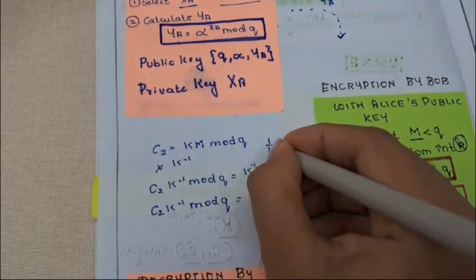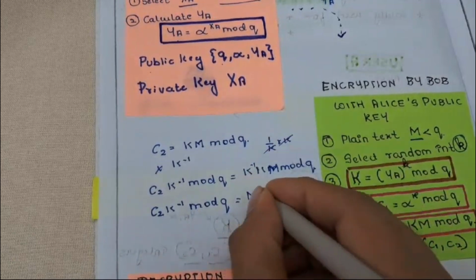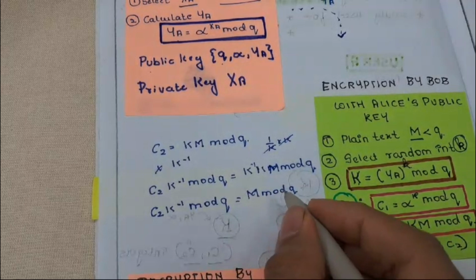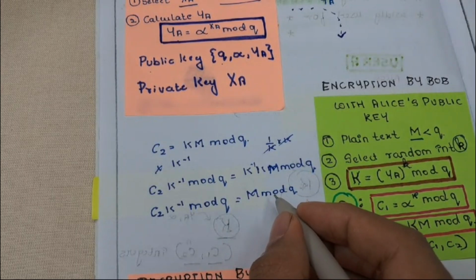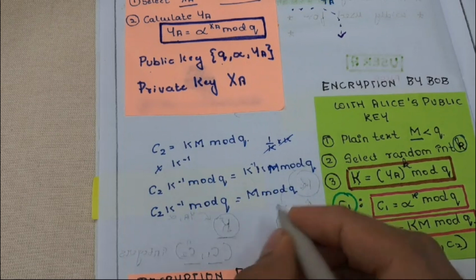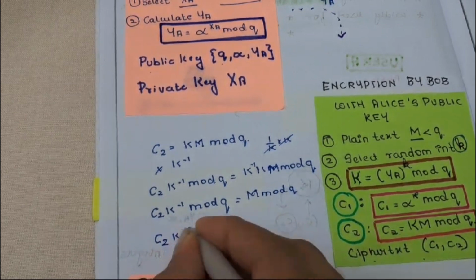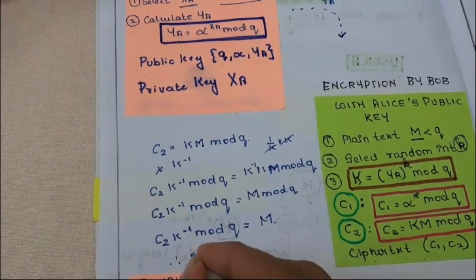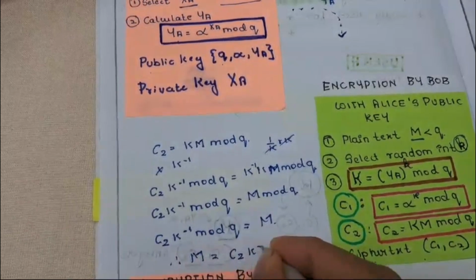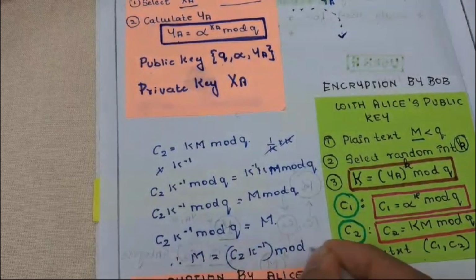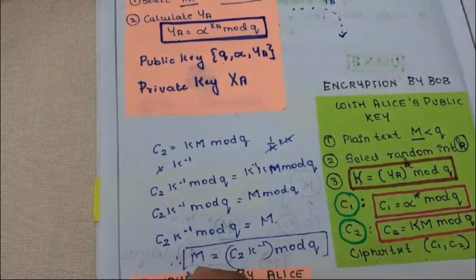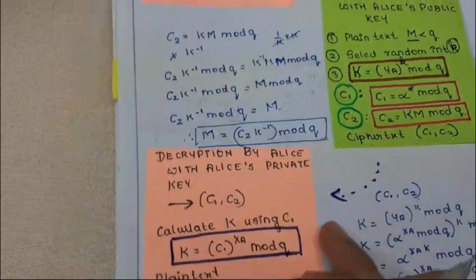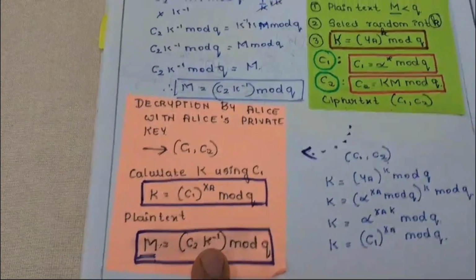We know that 1 by K into K gets cancelled. So M mod Q. So do not consider this mod Q unless it is a very large number. It is just to reduce it into a smaller number, which must be within Q. So C2 into K inverse mod Q is equal to M. Therefore M is equal to C2 K inverse mod Q. So this is how we have derived this formula using this one. So this is what happens in the decryption process.